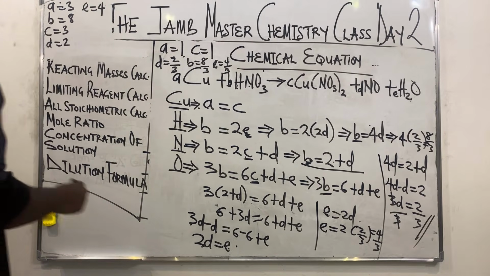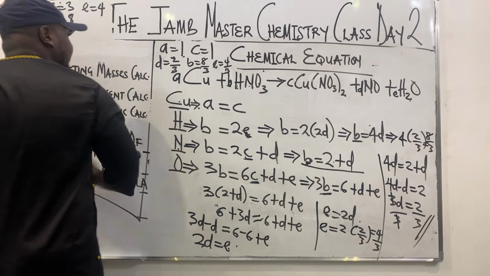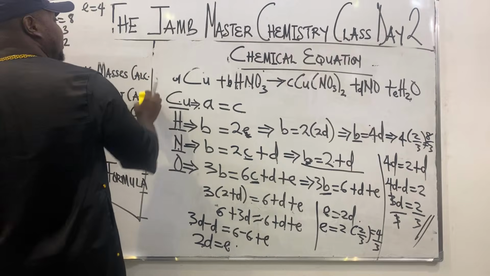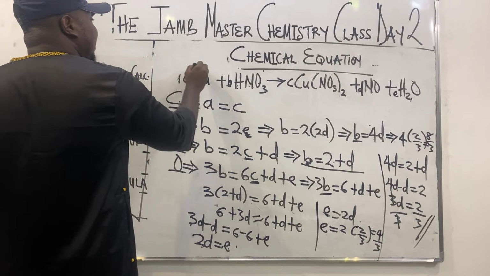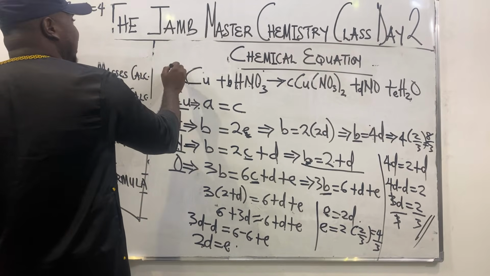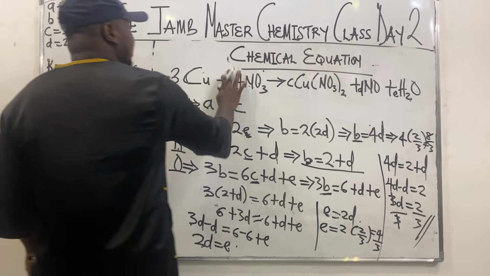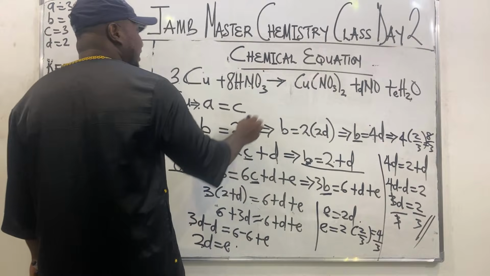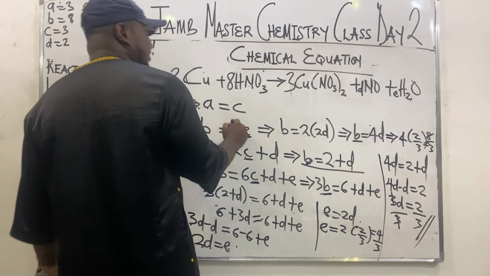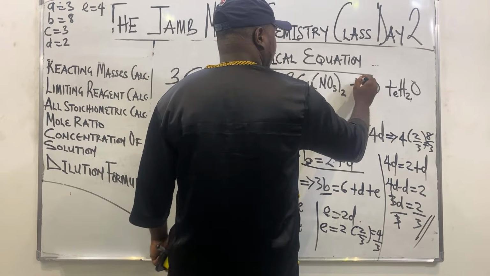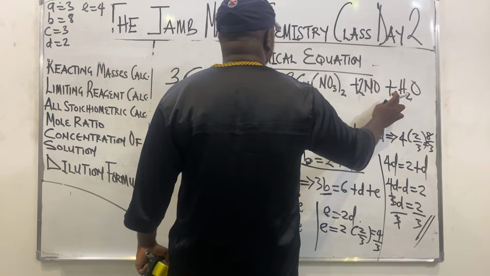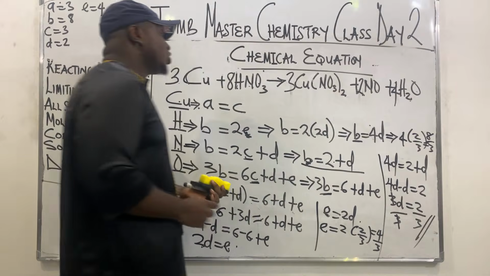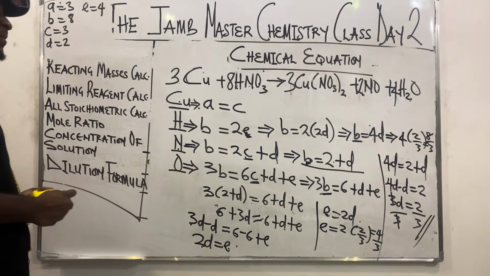And class, our equation can now be expressed. Remember that instead of A, it is now 3. Instead of B, it is now 8. Instead of C, it is now 3. Instead of D, it is now 2. Instead of E, it is now 4. And if you check it, the equation is completely balanced.